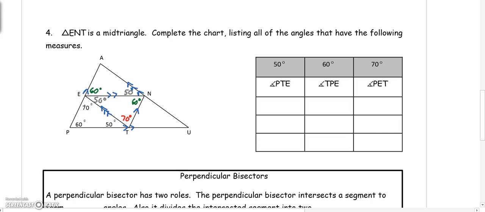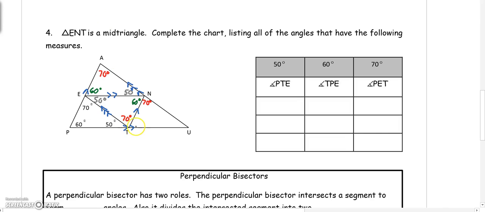Now I can fill in the remaining angles of my triangle. Up in the top triangle, EAN, I have a 50 and a 60, so I know that my top angle has to be 70 degrees. Also, looking over here at AU, it's a straight line, so if I have a 50, a 60, this must be 70 degrees.